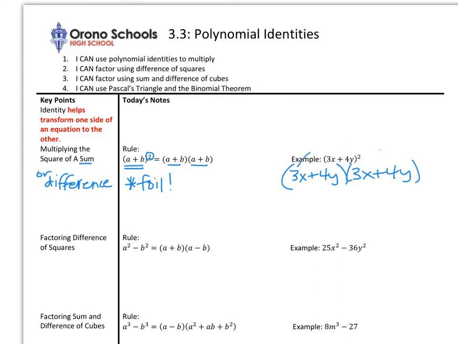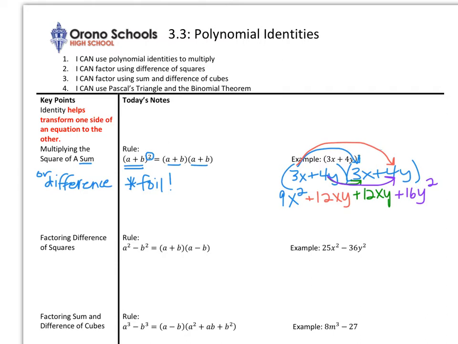If I do the first term times the first term, 3 times 3 is 9, x times x is x squared. And then if we multiply 3x times 4y, 3 times 4 is 12, and x times y simply stays that product, xy. If I take 4y times 3x, I get 12 again, and y times x is the same as x times y, so I'm just going to write them in the same order. And then if I take 4y times itself, 4 times 4 is 16, and y times y becomes y squared.